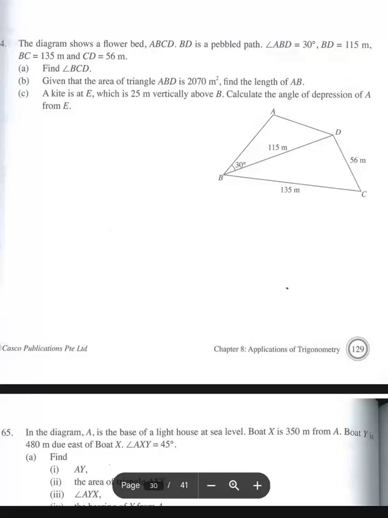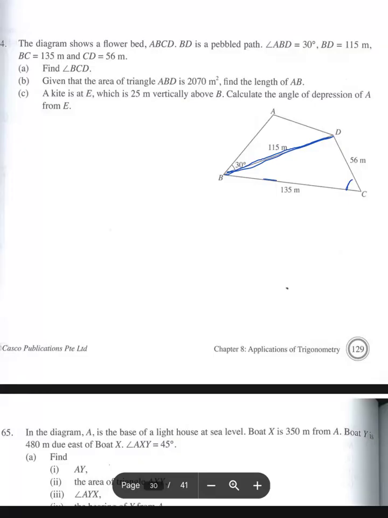Okay, 64 says what? The diagram shows a flower bed ABCD. BD is a pebbled path. Okay, BD is a pebble path, so this is a path. Angles are given, dimensions are given. Okay, find angle BCD. BCD is here.